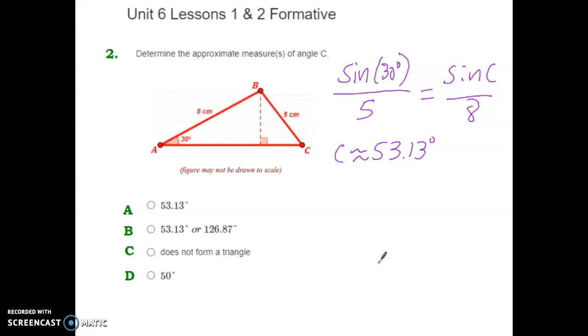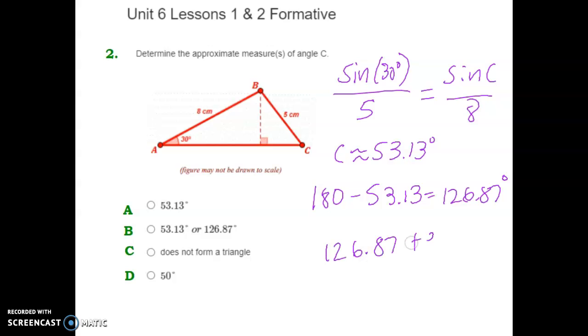But you also have to know that this is the ambiguous case, and we have got to check its supplement, 180 minus 53.13. And when we do that, we get 126.87 degrees. Now we check that. 126.87 plus 30, okay, that is still going to give us, if I were to add the third angle there, I can still find a measure that will equal up to 180. So it's possible that the measure of that angle C could be 53.13 or its supplement. And so the answer is B.